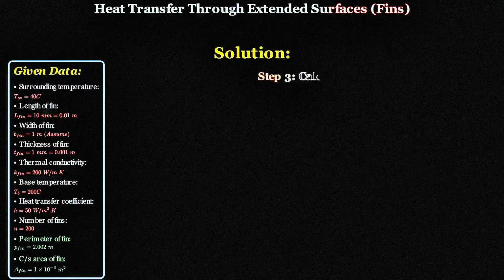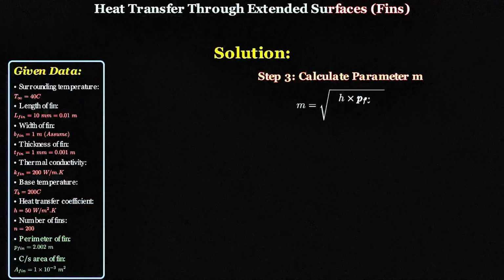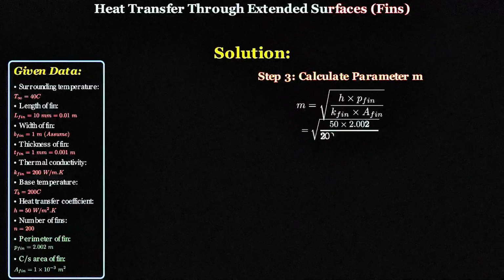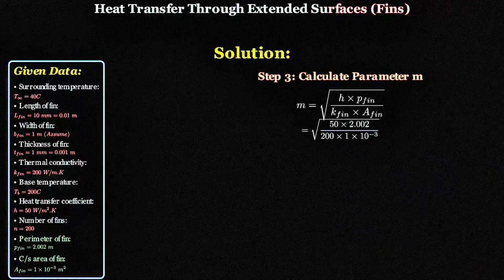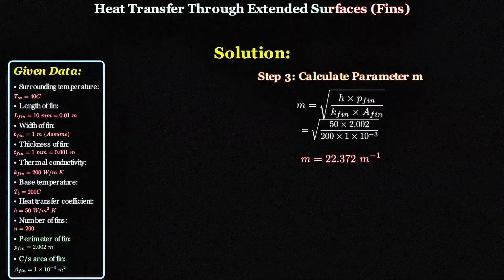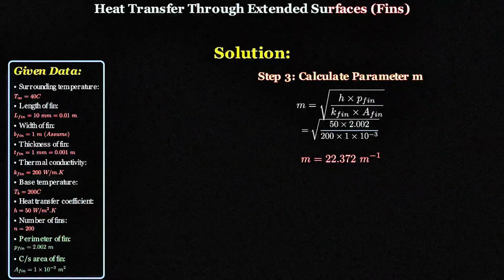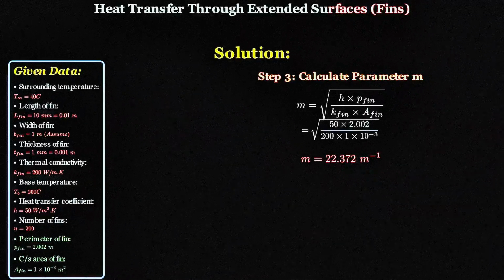Step 3. Calculate the parameter m. Parameter m is given by the square root of h times P fin divided by k fin times A fin. Substituting our known values, the square root of 50 times 2.002 divided by 200 times 1 times 10 to the negative 3, this yields m equals 22.372 per meter. We'll use this parameter to calculate our fin efficiency.